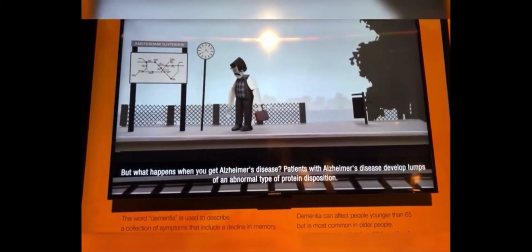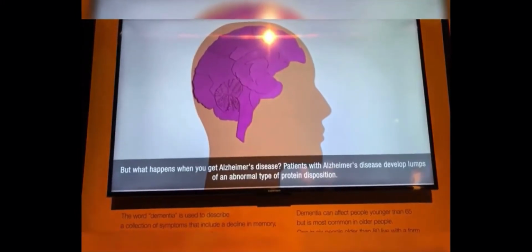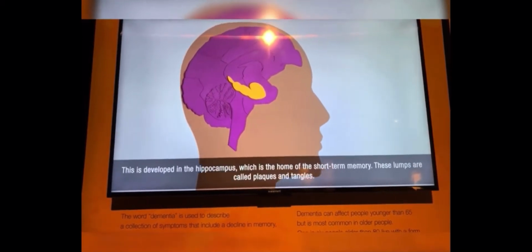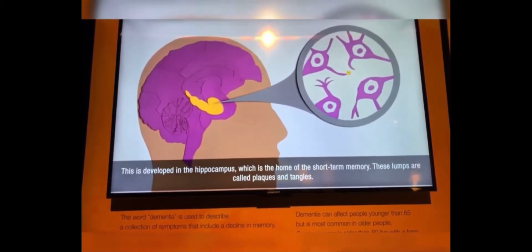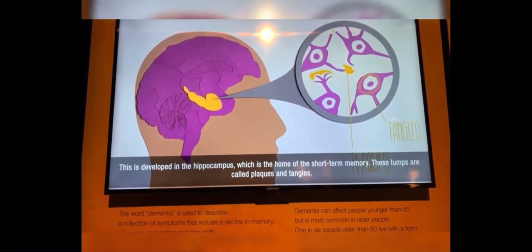But what happens when you get Alzheimer's disease? Patients with Alzheimer's disease develop lumps of an abnormal type of protein disposition. This is developed in the hippocampus, which is the home of the short-term memory. These lumps are called plaques and tangles.